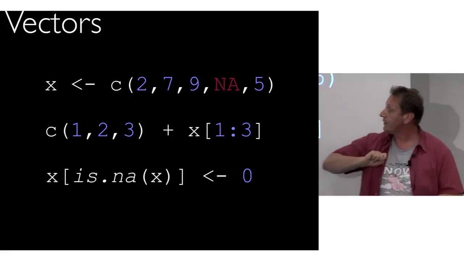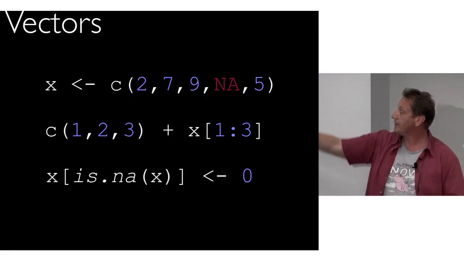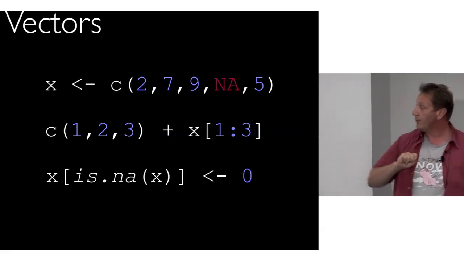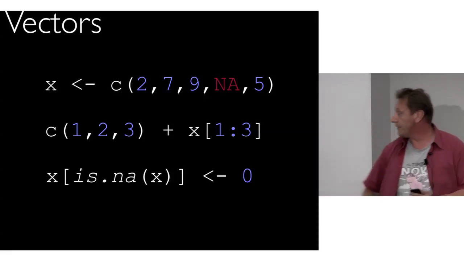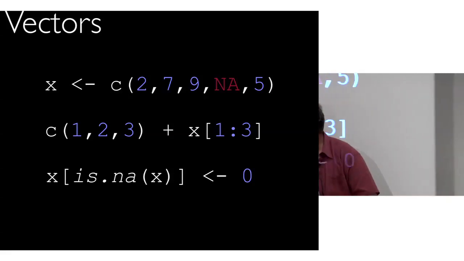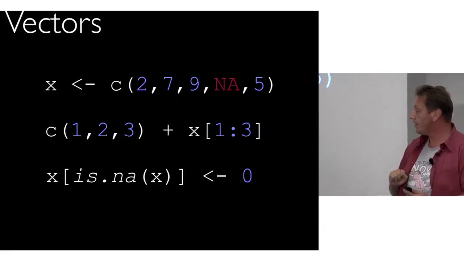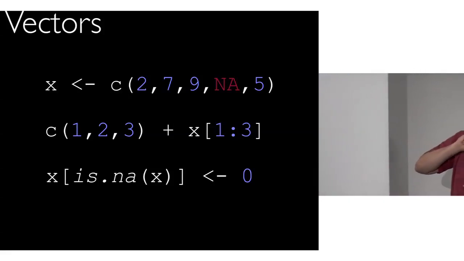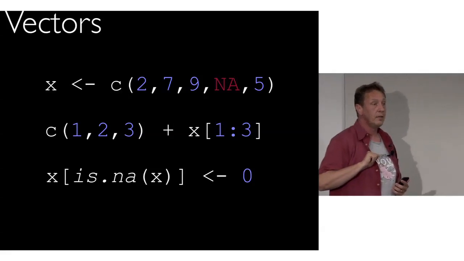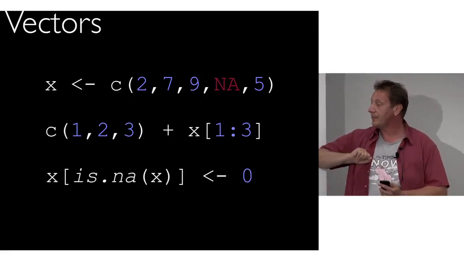So this is done by creating a new vector and then adding it with a subset of X. Here I'm selecting the first 3 values of X and adding them to C. And the last one is kind of fun. I'm saying, well, this X that you have built over here, find all the missing observations and replace them with 0. And give me a new vector with that. Okay? So this is idiomatic R code.